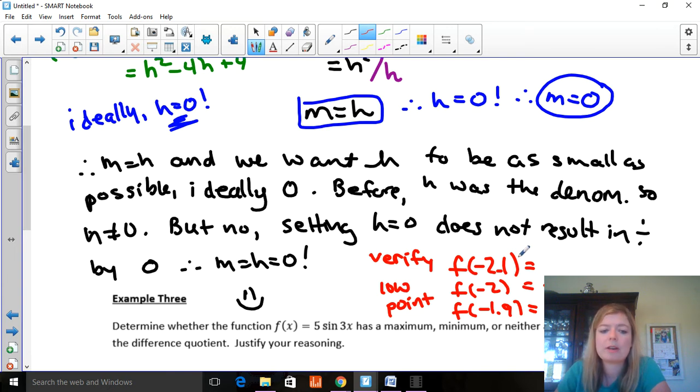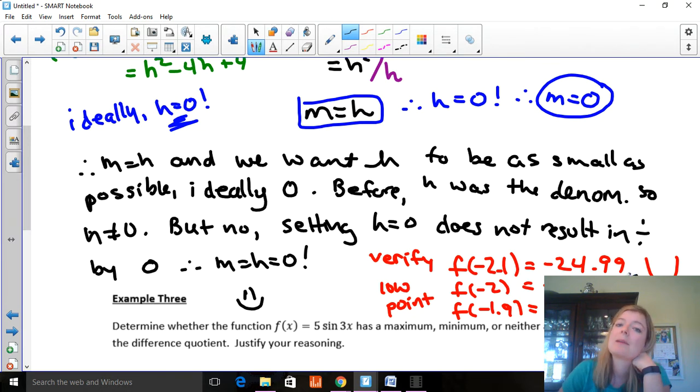If you run minus 2.1 through, you get minus 24.99, and the same thing here. Okay, so these aren't the slopes, these are the actual coordinates. So that's saying that at negative 2, we're at minus 25, but just before and just after, these coordinates are just slightly higher at minus 24.99 and minus 24.99. So that means that it is in fact a minimum. So that's a more advanced algebraic way of showing that something is in fact a minimum or maximum.